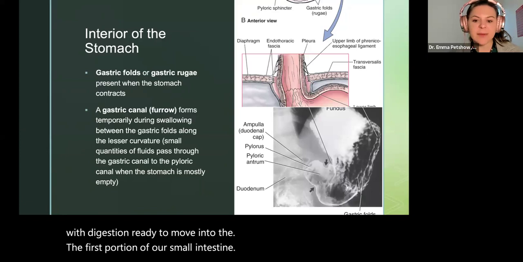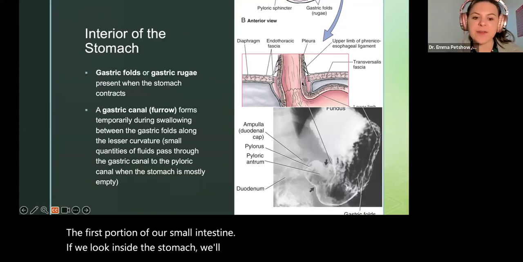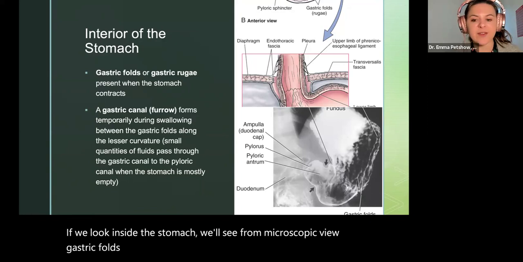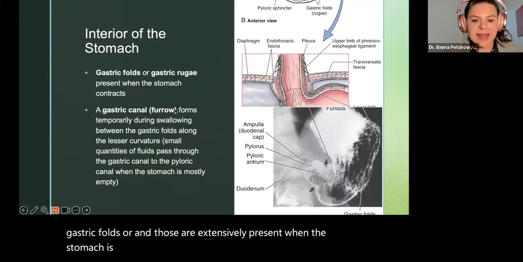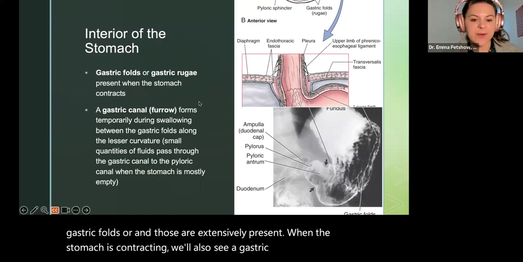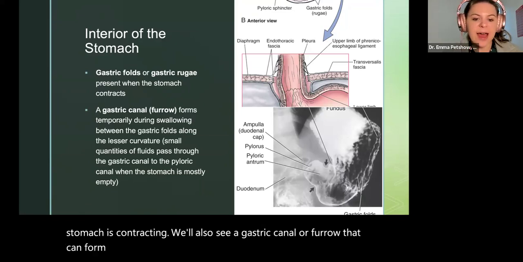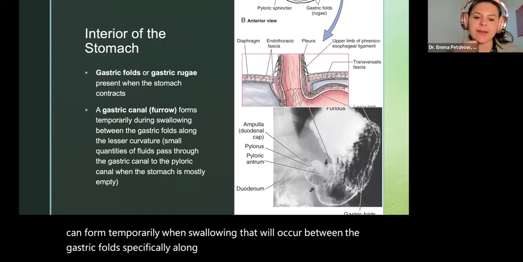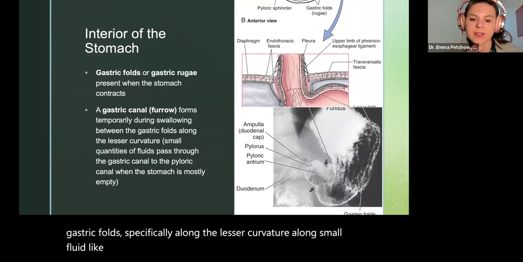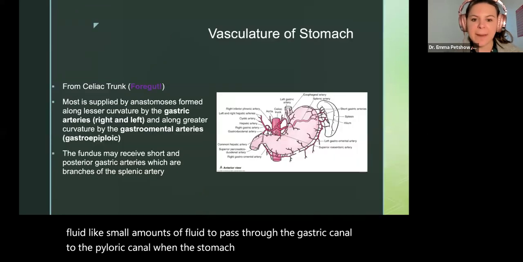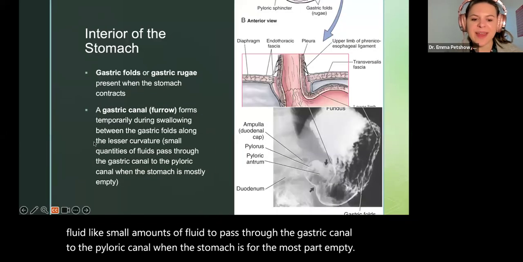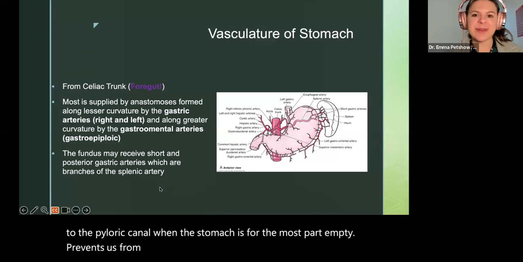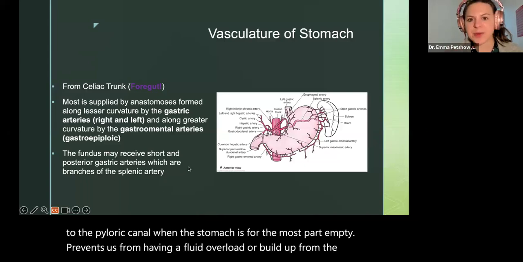If we look inside the stomach, we'll see from microscopic view gastric folds or rugae, and those are extensively present when the stomach is contracting. We'll also see a gastric canal or furrow that can form temporarily when swallowing that will occur between the gastric folds, specifically along the lesser curvature, allowing small amounts of fluid to pass through the gastric canal to the pyloric canal when the stomach is, for the most part, empty. Prevents us from having fluid overload or buildup from the stomach without having a big food bolus come through.